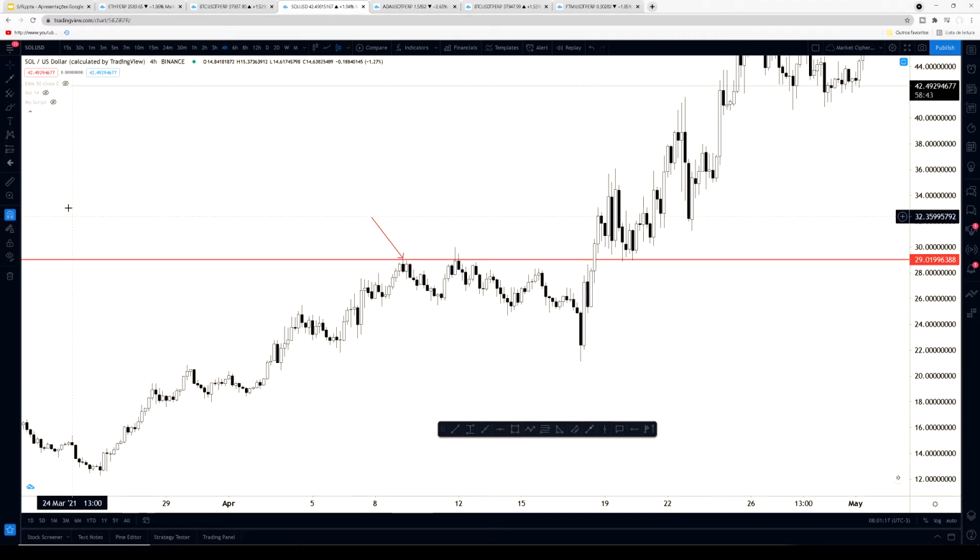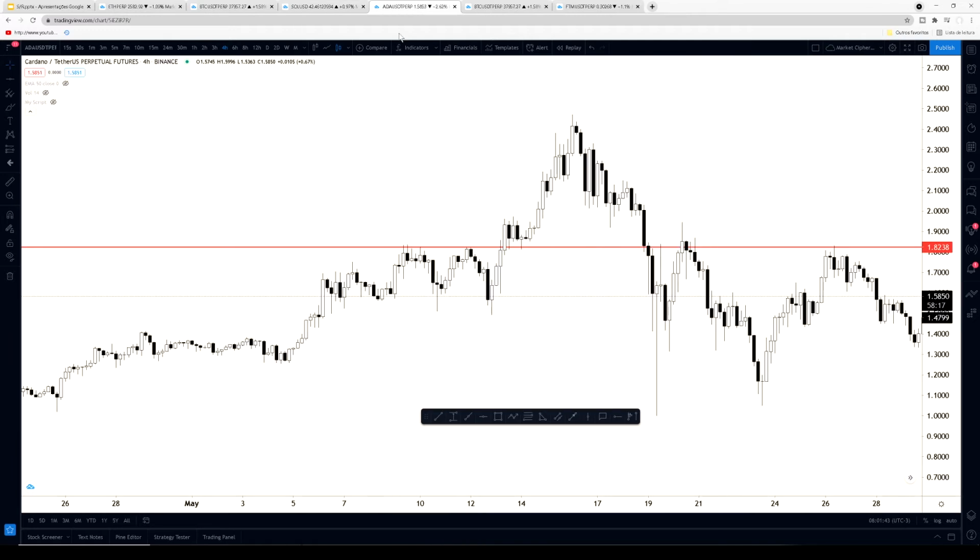And eventually we came back up. And once again, we tested this area as resistance. Once again, the buyers could not get us past this level and the price just sold off all the way down here. Eventually, we came back up and we broke this level.